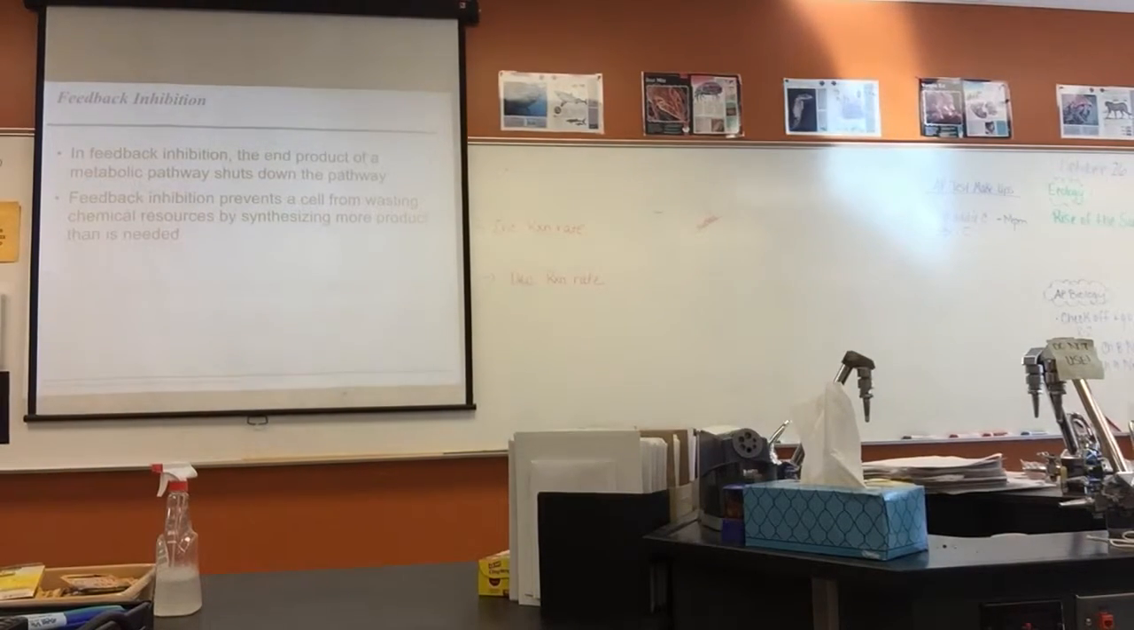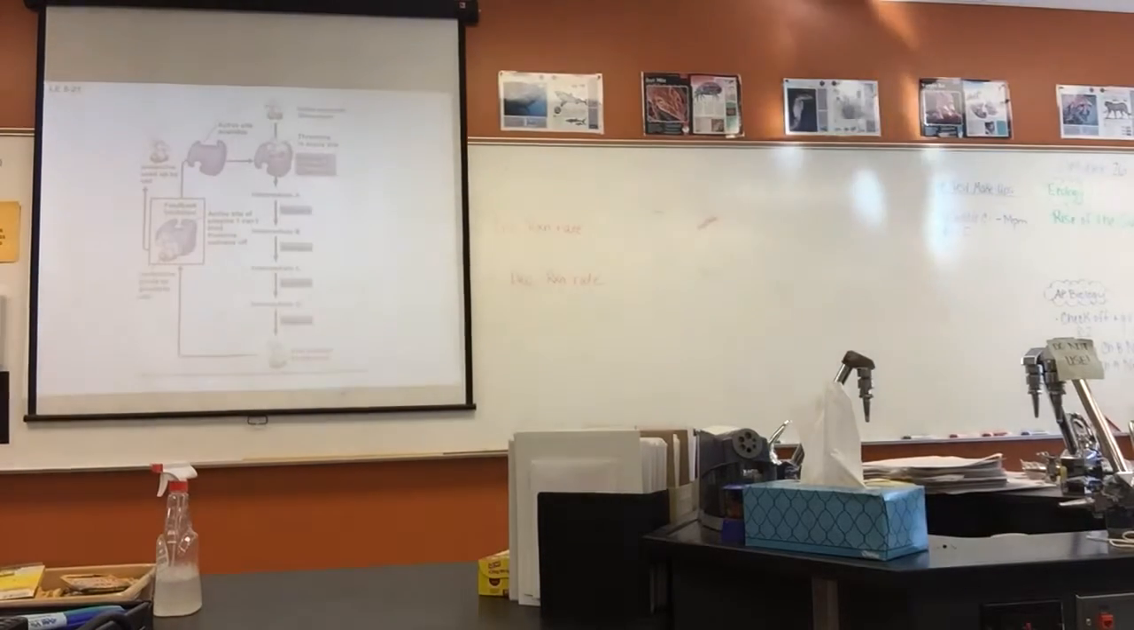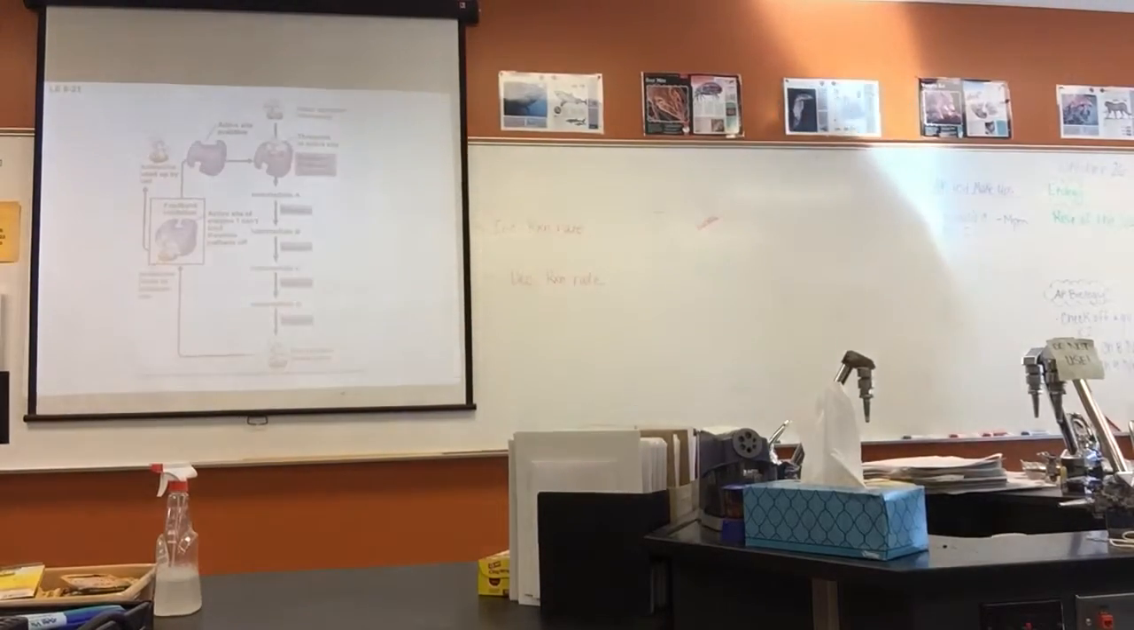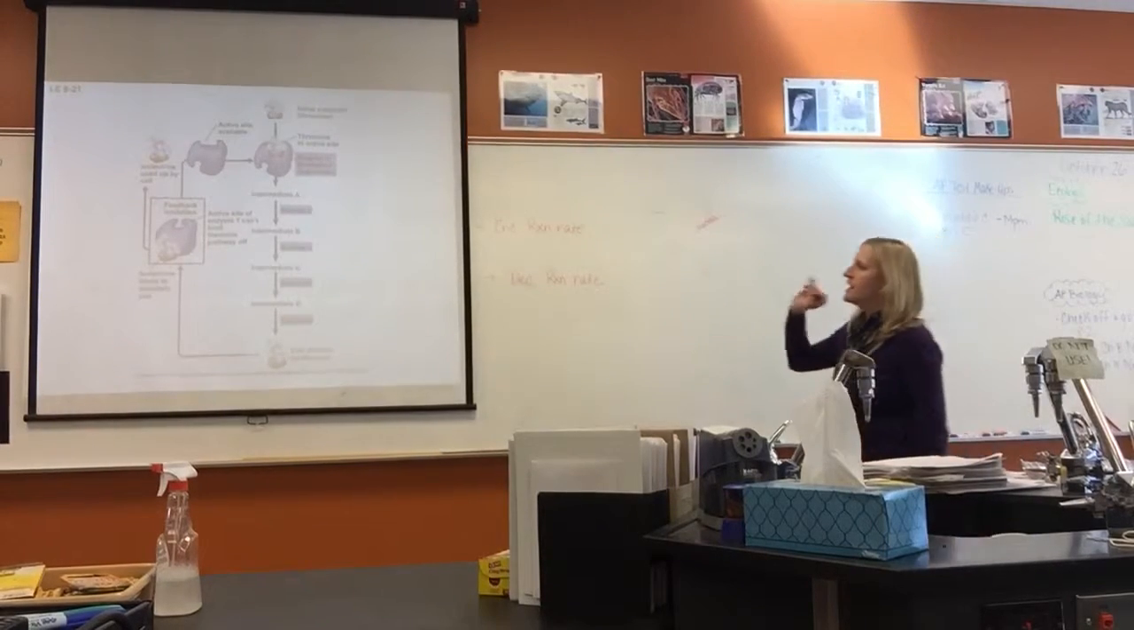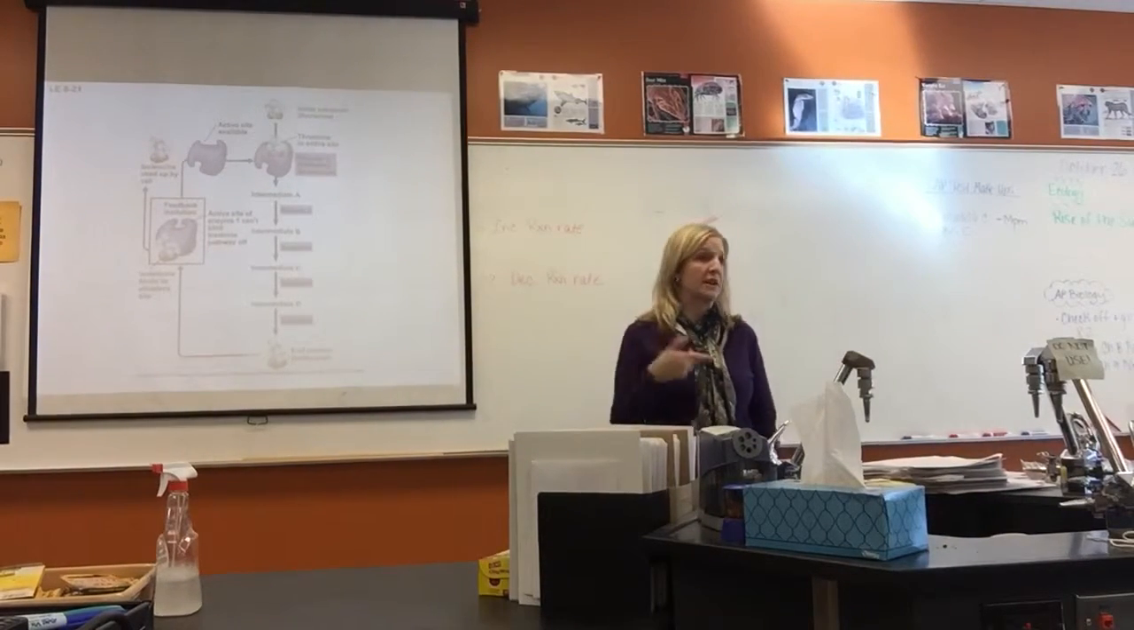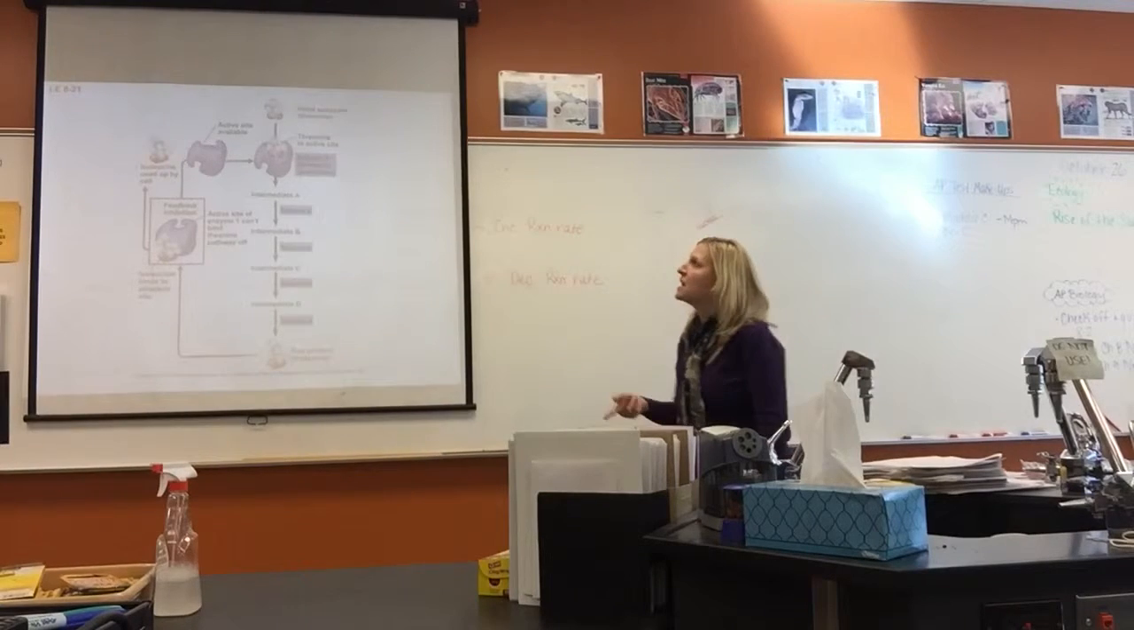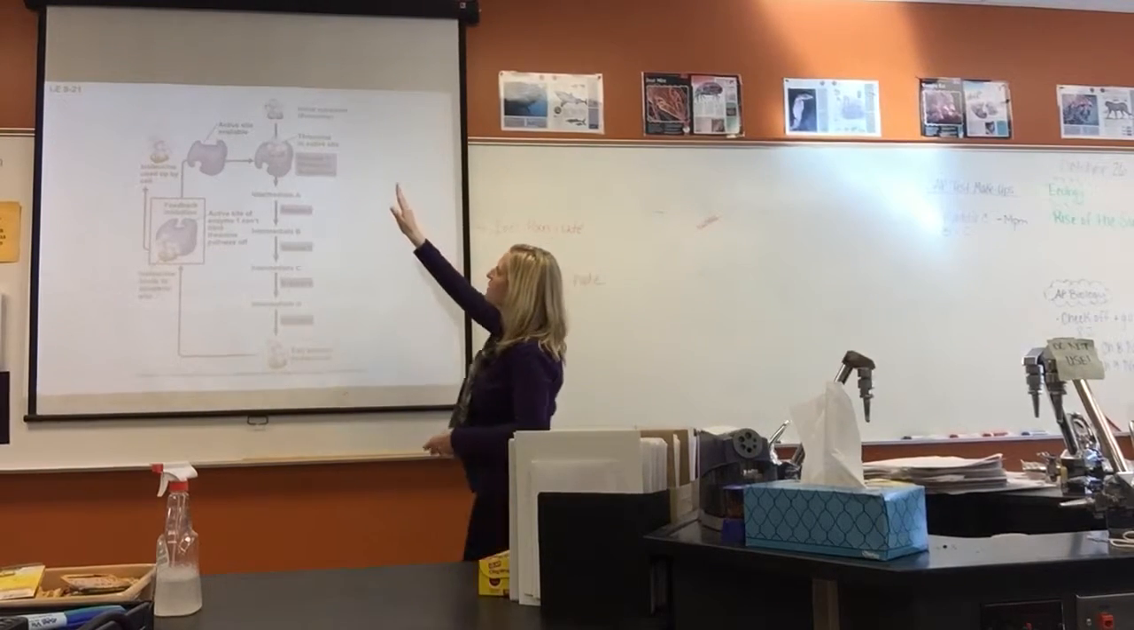So in feedback inhibition, the end product of a metabolic pathway shuts down the pathway. This prevents a cell from wasting chemical resources by synthesizing more product than is needed. So you have a picture here that shows this, and it's kind of like the shoe factory example from our homework. So let's look at the reaction here.